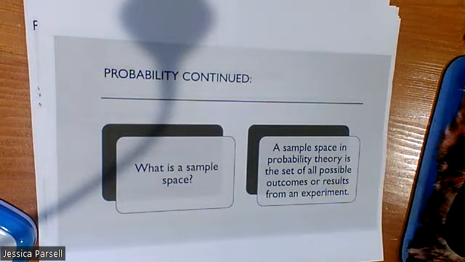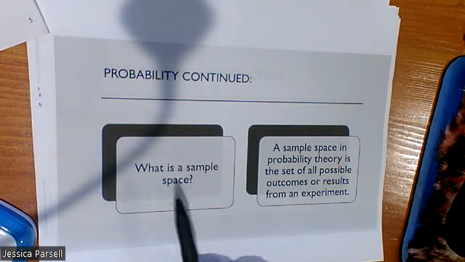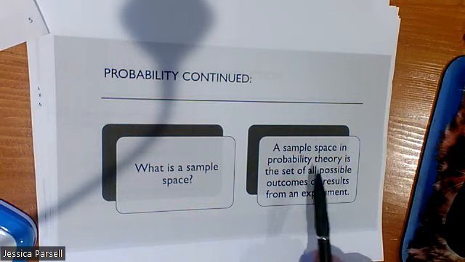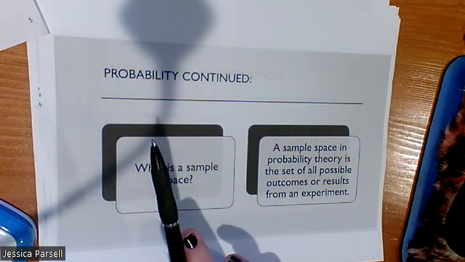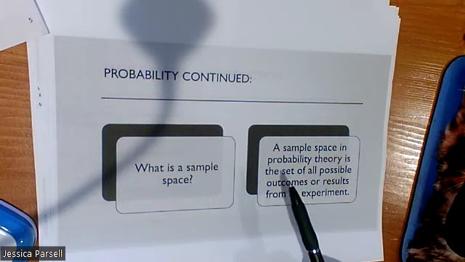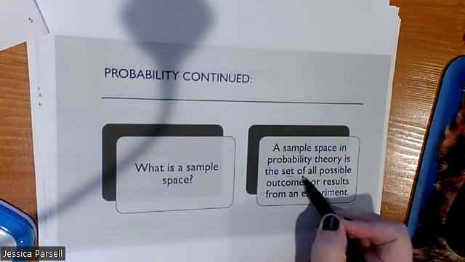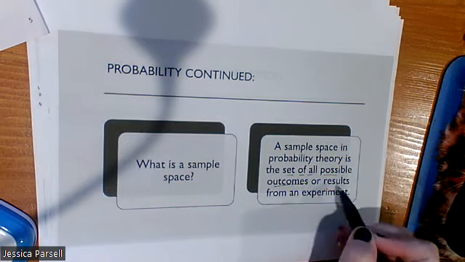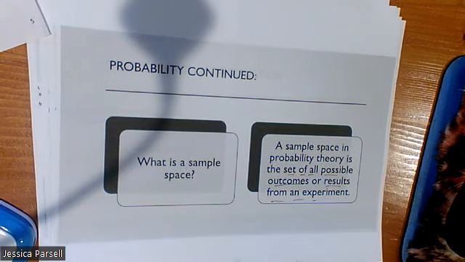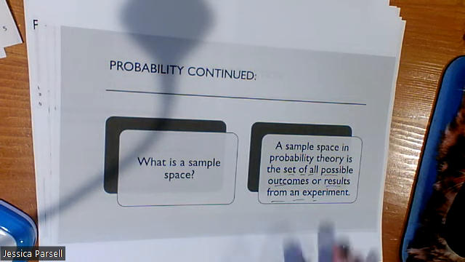Aha, probability continued. This will be the mantra for the next 4 weeks of the class. All right, what is a sample space? So you're going to start seeing these 2 words. A sample space in probability theory, which is the concepts we're looking at these weeks, is just the set of all possible outcomes, or sometimes they use the word results, that can occur from an experiment. So let's do a little introduction to sample spaces.